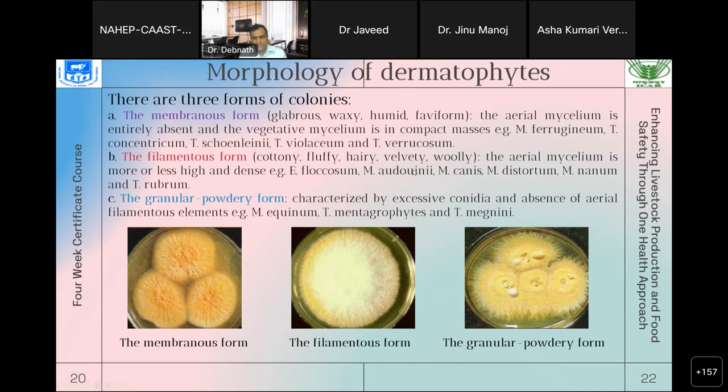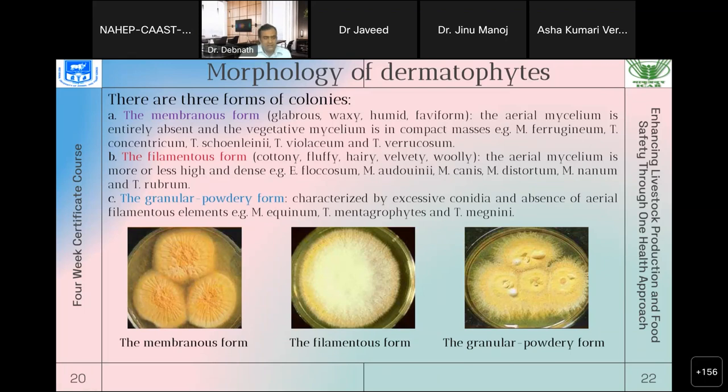Now, regarding the morphology of these dermatophytes, because this is very important from the diagnostic point of view, before going to the actual morphology, we need to understand what types of colony dermatophytes generally produce. Unlike the bacterial colonies that we see in the microbiology lab, which are very small and remain many in number in the petri dishes, fungal colonies develop as a big colony, and almost one colony covers the whole plate. This is the main difference in the morphology of fungal and bacterial colonies. But these dermatophytes can produce 3 different kinds of colonies.